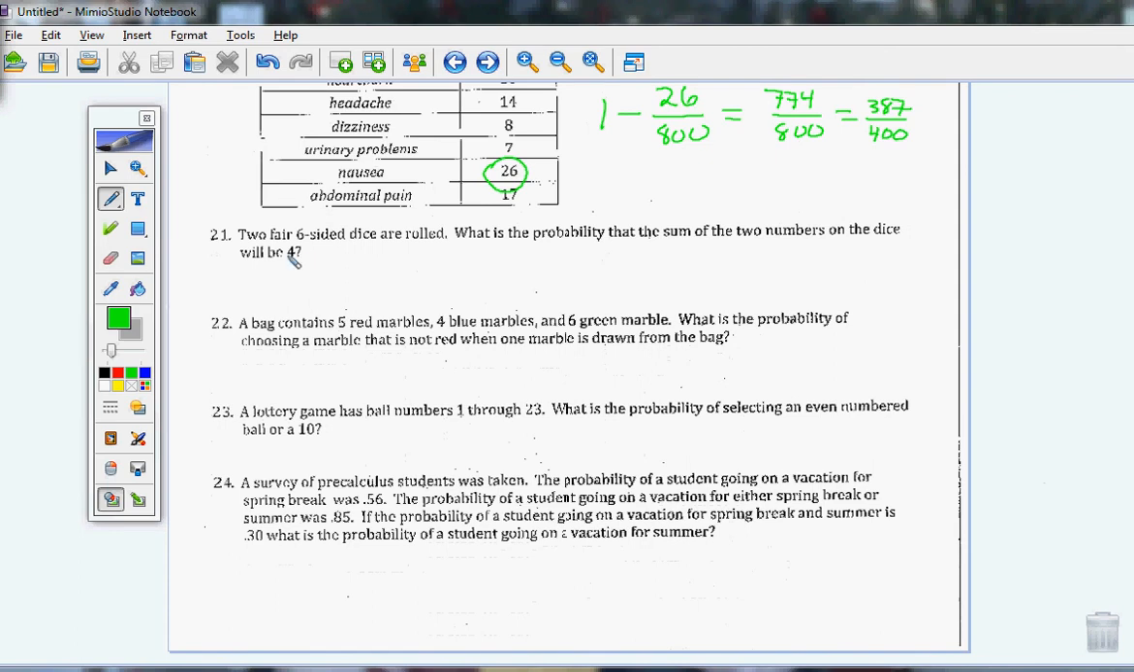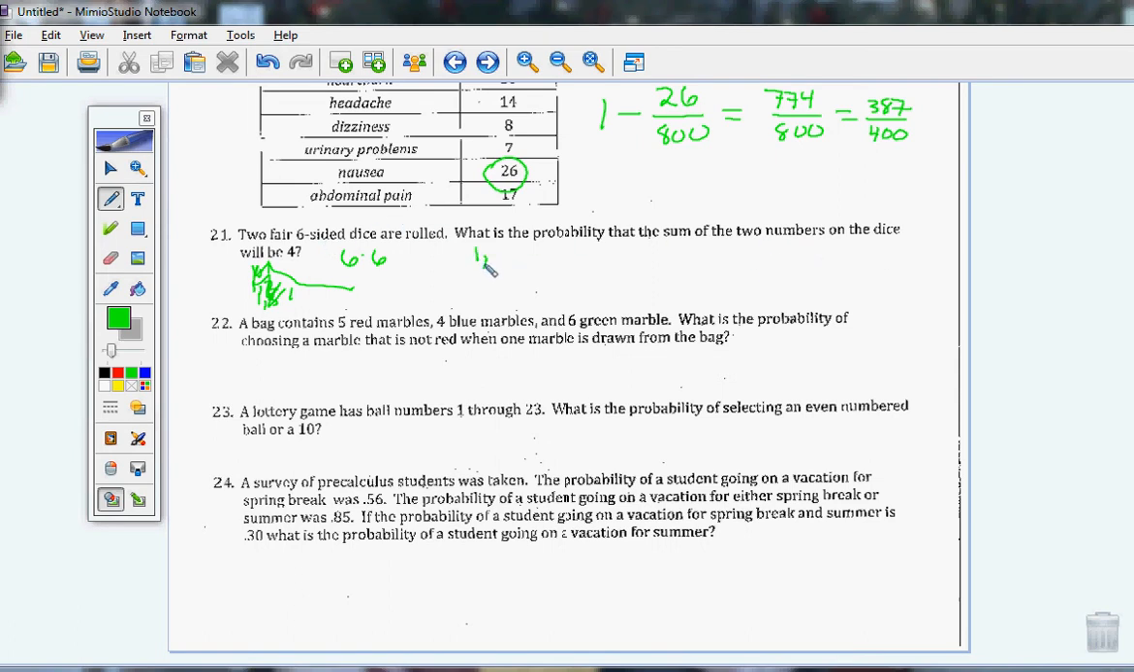2 fair 6-sided dice are rolled. What is the probability that the sum of the 2 numbers will be 4? Well, really what we could do is we could list out, I want to make sense of this, we could list out all of the possibilities. 1, 1, 1, 2, 1, 3, and we could keep doing this. Guess what? There would be 36 possibilities because we have 6 possibilities times 6 possibilities. We have 36 possibilities. Well, how many of those 36 will actually have successes? And what we're saying is the sum of the 2 numbers is 4.